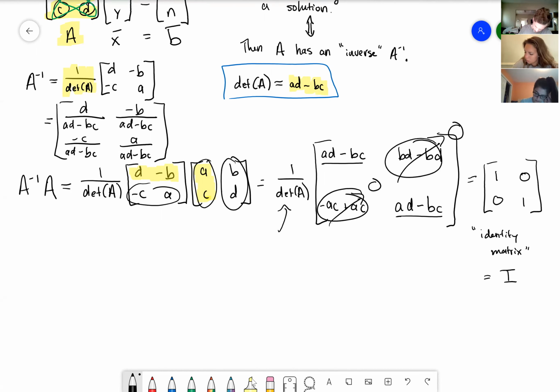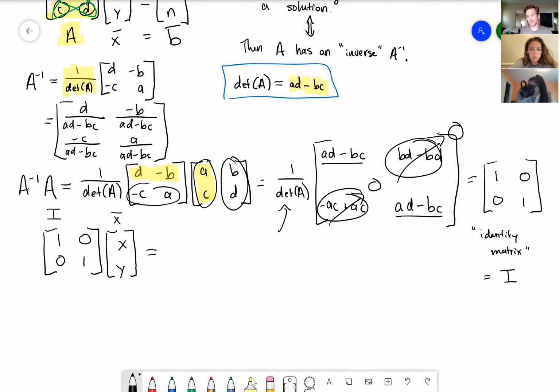So what happens when I multiply this 1, 0, 0, 1 matrix, this I matrix, and then I multiply this by any vector? So we'll take this vector x, y. So this is our x bar. Well, when we do the matrix vector multiplication, what we get is 1 times x plus 0 times y, right?